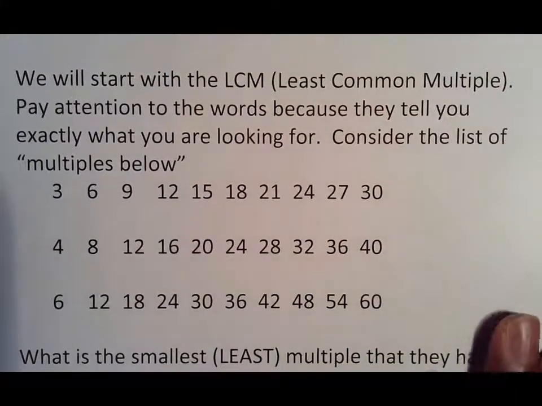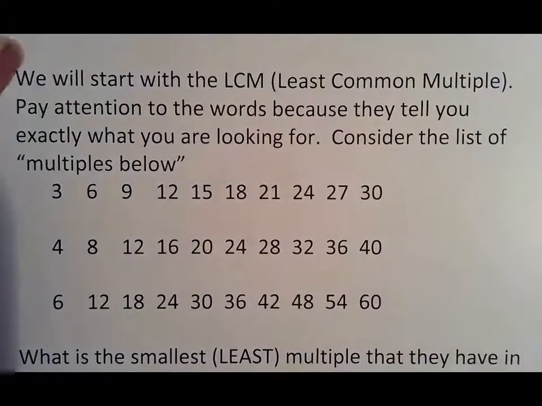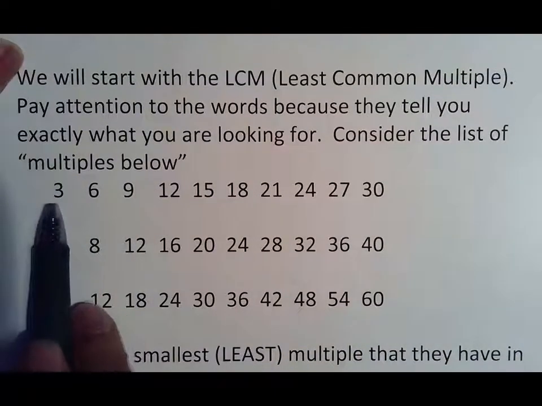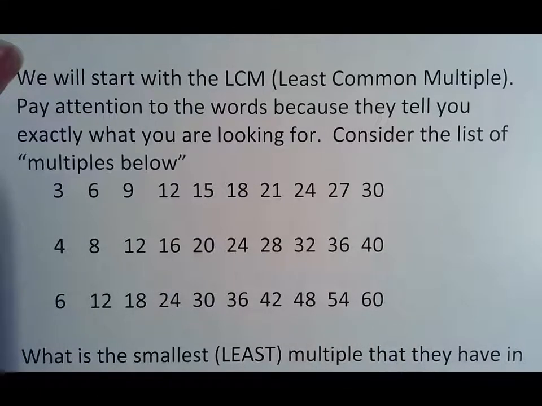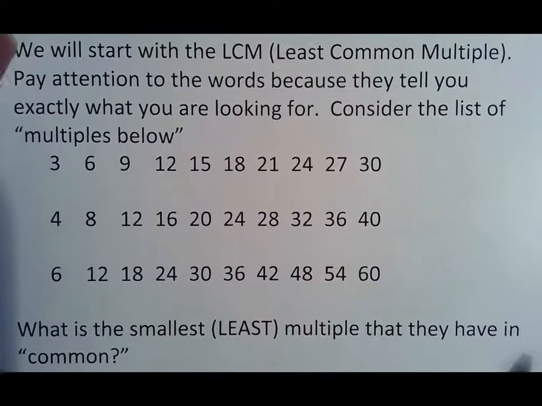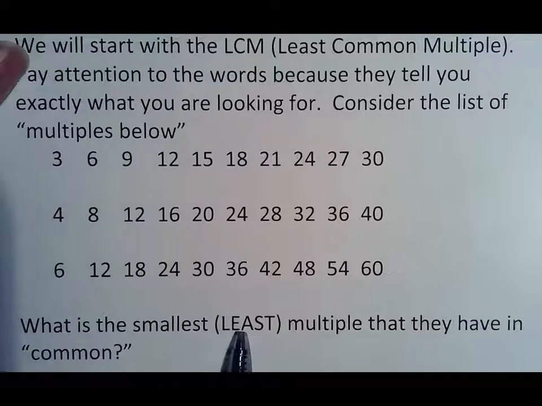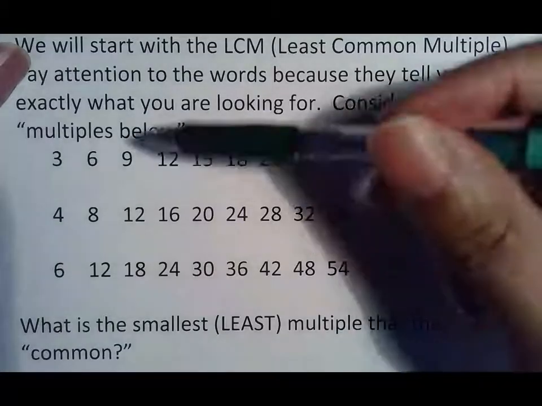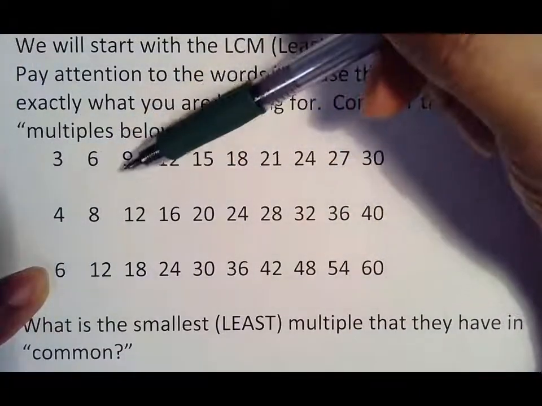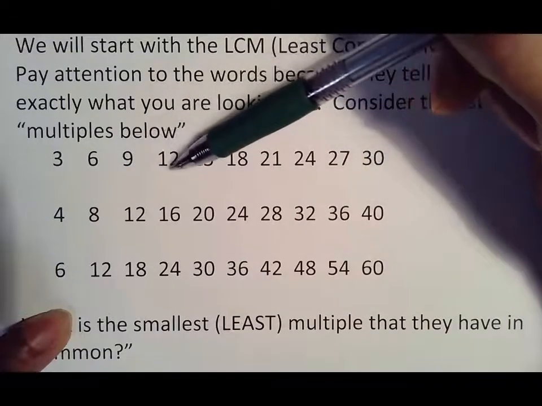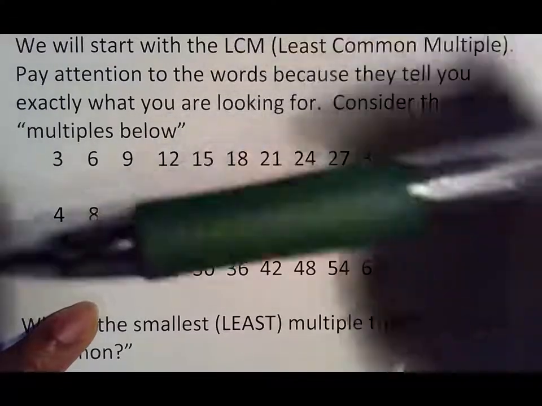Pay attention to the words because they tell you exactly what you're looking for. Consider the list of multiples below. So here's the list of multiples for 3, for 4, and for 6. The question: what is the smallest, which means least, multiple they have in common, which means that all of them have it. So checking here, 3 is not in all the lists. 6 is in both of these, but it's not in this one. 9, no. 12, hey look, 12 is in here, here, and here.